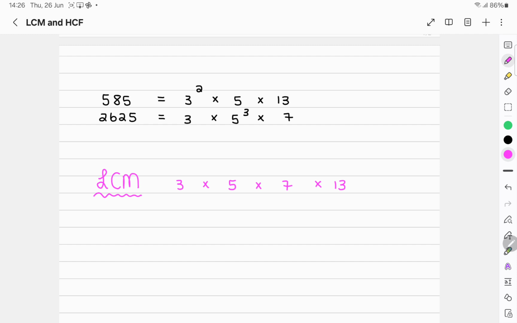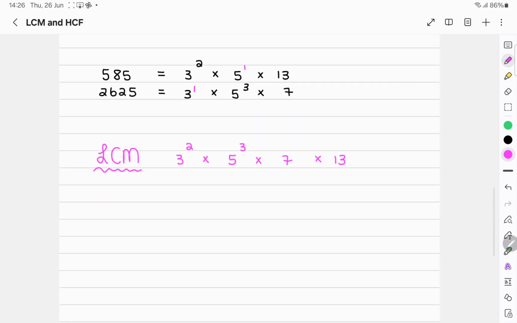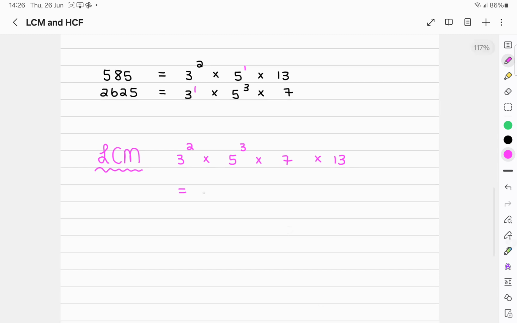Then, with the ones that are doubled, what are we going to do? We use the one with the highest exponent. Oopsie, 5 to the power of 3. Okay, so instead of a 1 and a 3, I'm going to use the 3. Between a 1 and a 2, I'm going to use the 2. Does it make sense? And then we're just going to pop that into our calculator. So 3 squared times 5 to the power of 3 times 7 times 13. And that gives you a huge number of 102,375. Okay, so that means it's the lowest common multiple.